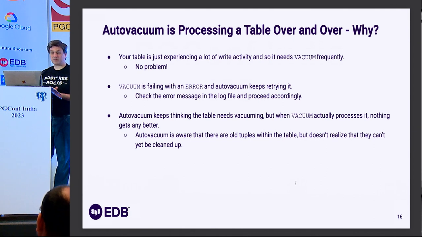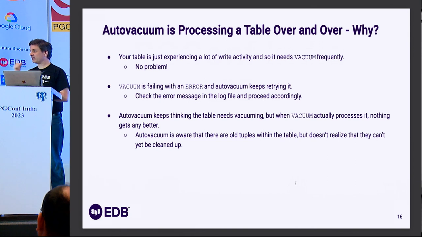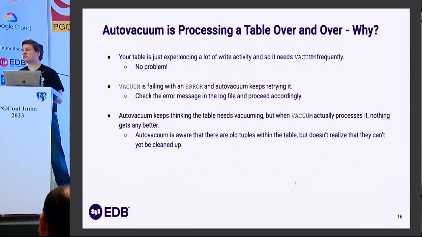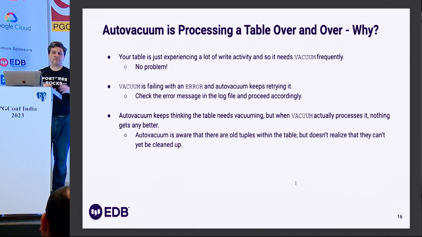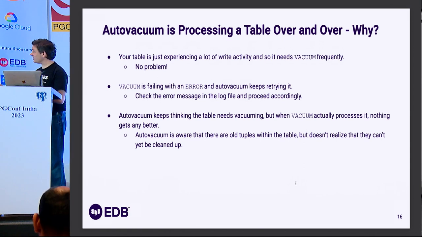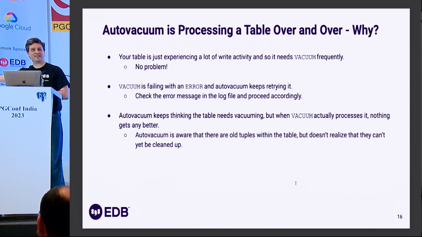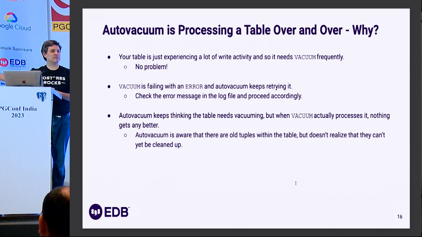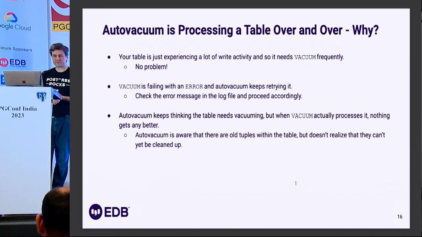And one that I mentioned before is vacuum is failing with an error, and Autovacuum just keeps retrying it. That case is actually pretty easy. There's a bunch of reasons why that could be happening: I/O error, some kind of database corruption, many different things. But if it's failing, there's an error message, and you can read the error message. And this should give you some idea what the problem is that you need to correct.